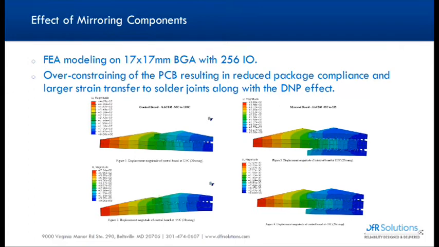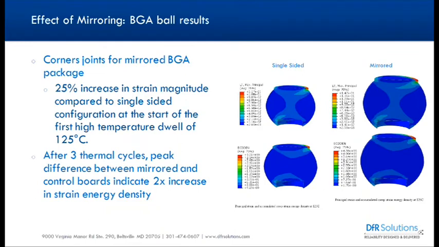Here at DfR, we modeled components with mirroring and without mirroring. We saw that overconstraining the PCB, which basically means when we create a mirroring effect where it's exactly the same, has a larger strain for the solder joints along the distance to neutral point, which is a fancy way of saying along the diagonal. This is a 17 by 17 BGA. You can see that the magnitude of deflection is different, which means that the strain is different for the same board.